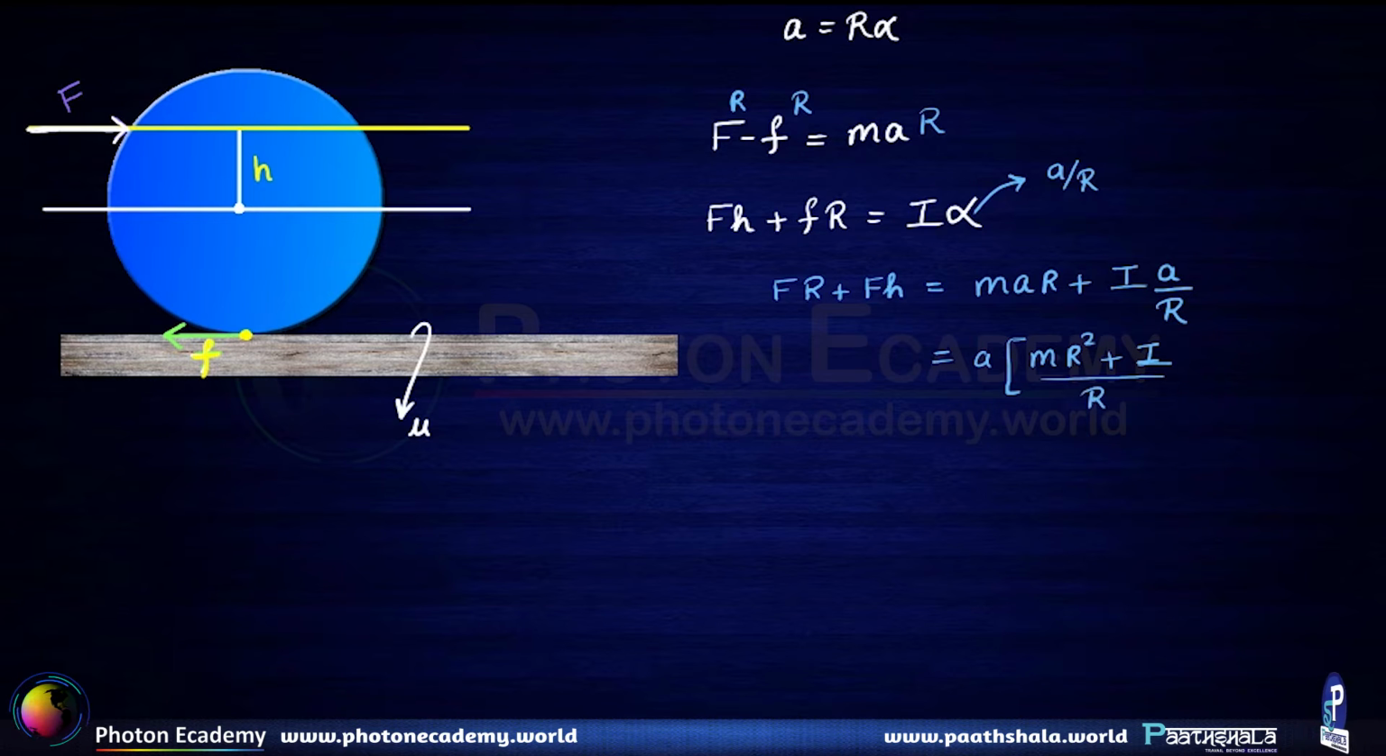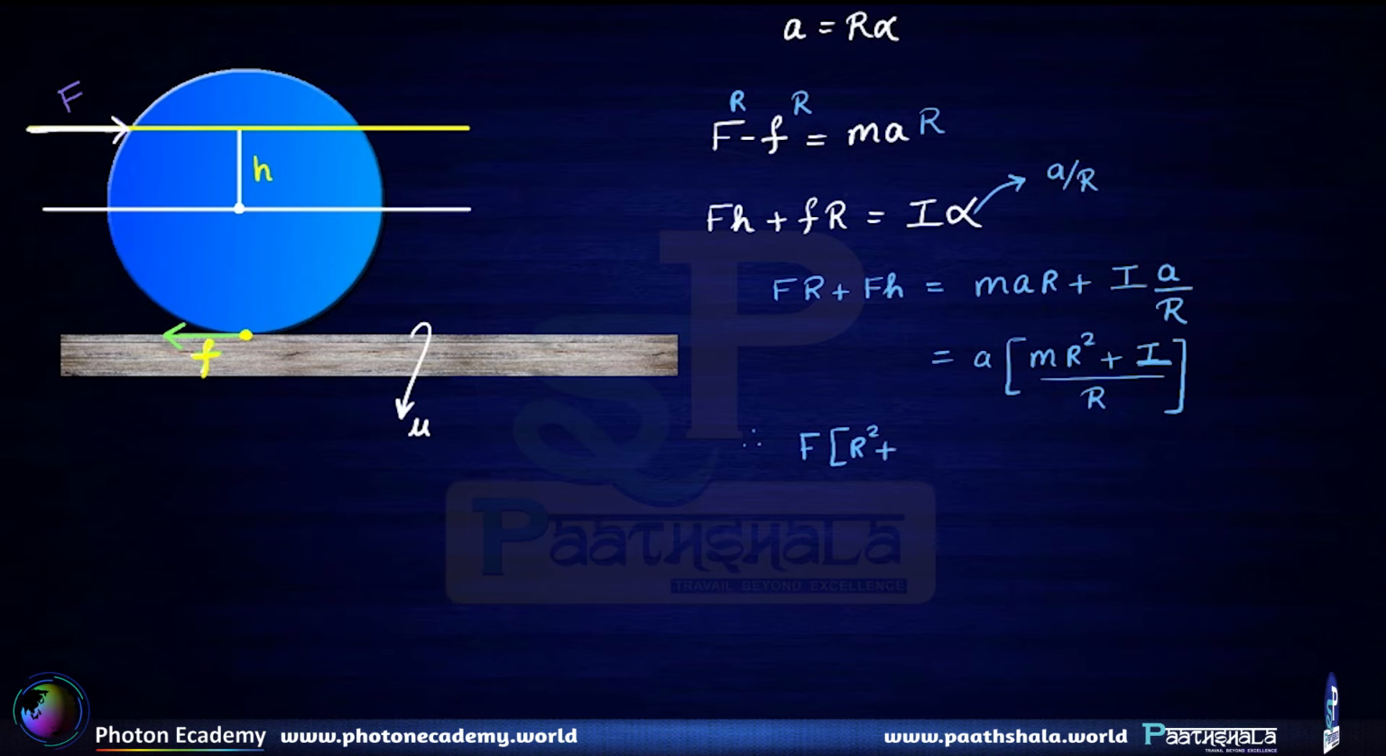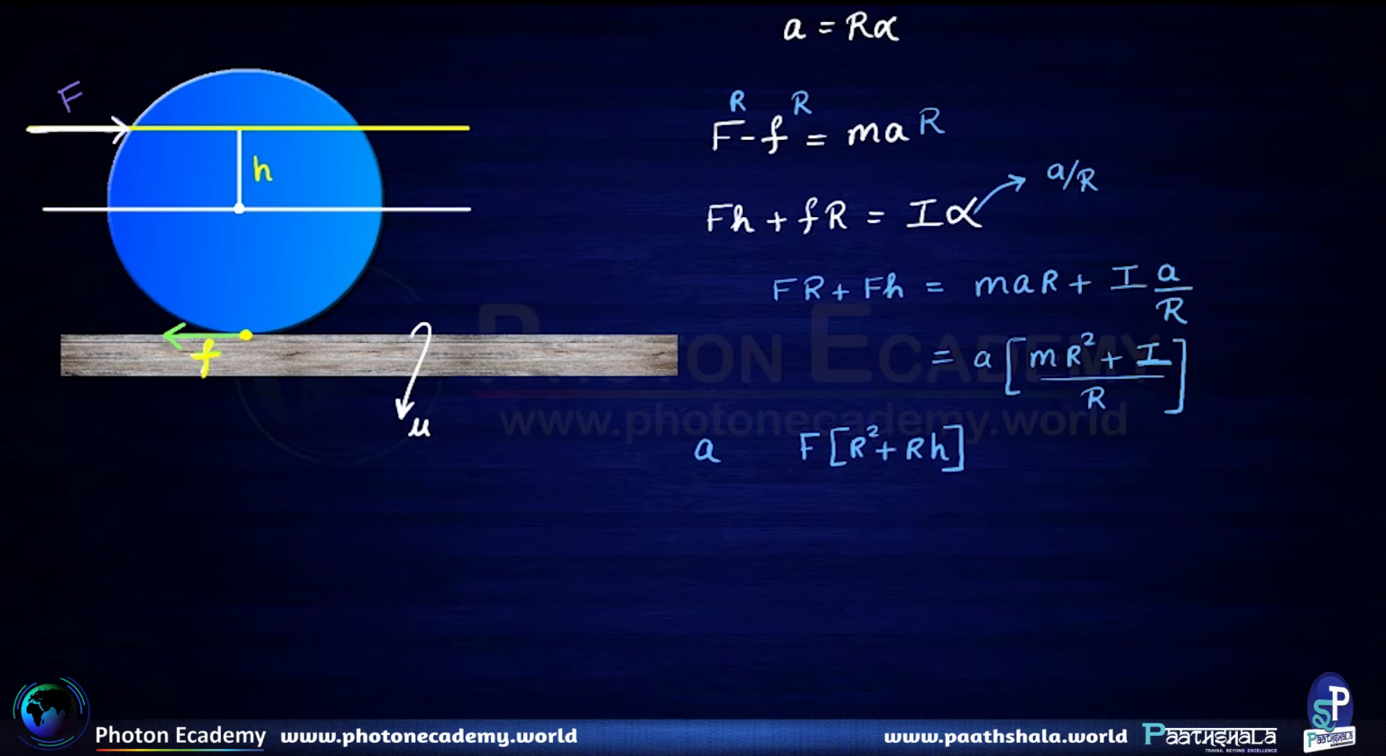This is what I get towards the right hand side. Alright, now this r can be shifted towards the left hand side. Therefore, I can write F into (r square plus rh) is equal to a into (I plus mr square). So I can simplify and write a as being equal to F into (r square plus rh) upon (I plus mr square).